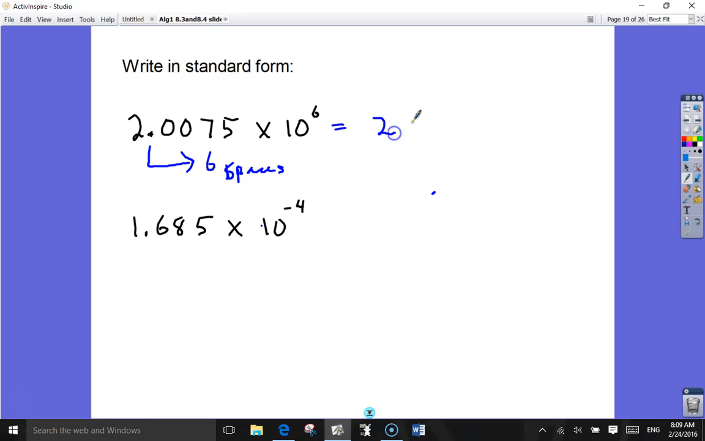Right, so that'll be 2 and 1, 2, 3, 4, 5, 6. Is that right? 1, 2, 3, 4, 5, 6. Okay. So what is that number? 2,007,500. Okay, how about 1.685 times 10 to the negative 4? Which direction am I going to move the decimal point? I'm going to move it that way, right? So how many zeros do I need to put in front of that? 1, 2, 3.